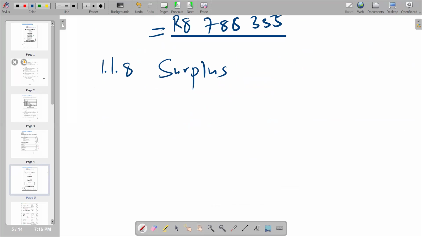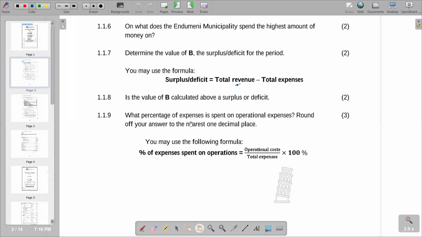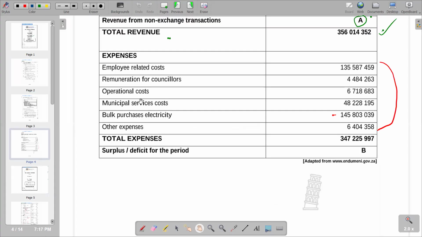Now we can go to the next part of our question, 1.1.9: what percentage of expenses is spent on operational expenses? Round off your answer to the nearest one decimal place. You may use the following formula: percentage of expenses spent on operations is equal to operational costs over total expenses times 100%. Obviously, we first have to check our operational costs according to our next sheet. Operational costs, we are having it here, is 6,718,683.